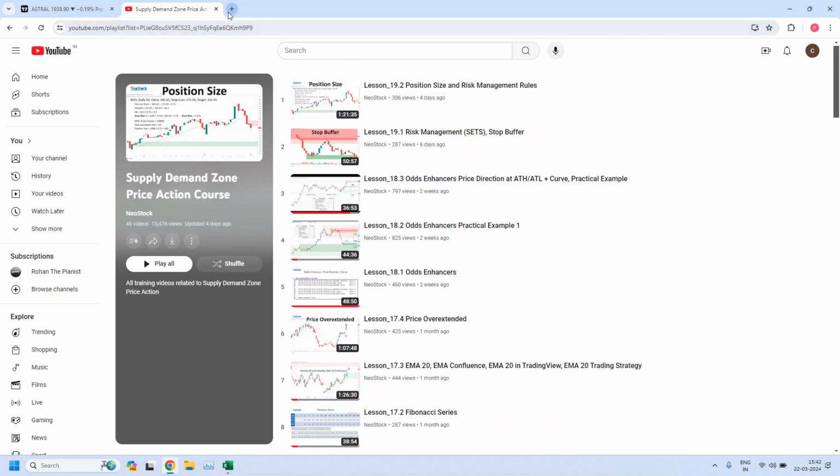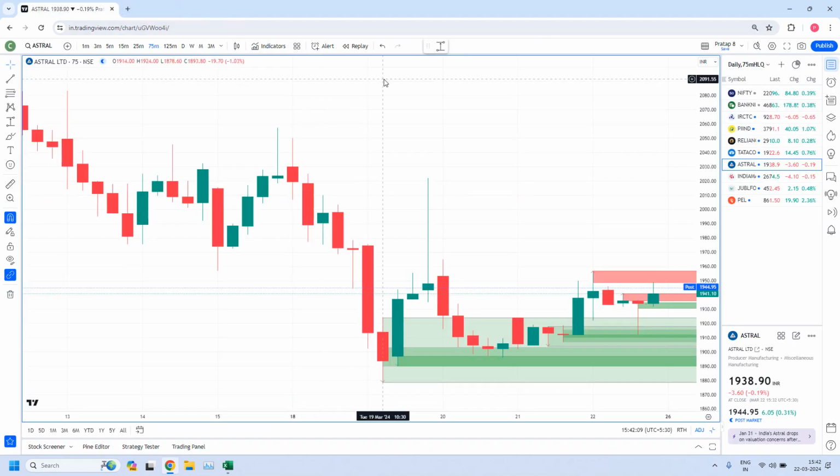Now let's get into the analysis discussion. Yesterday we identified 9 high liquidity zones from a daily time frame and 75 minutes time frame. Out of these 9, we got one successful trade, that is Astral. Astral is a 75 minutes high liquidity demand zone.